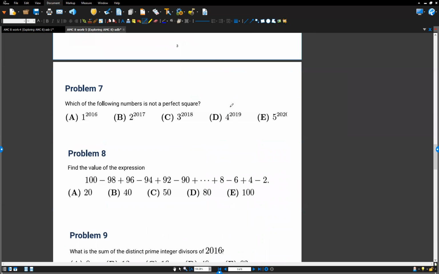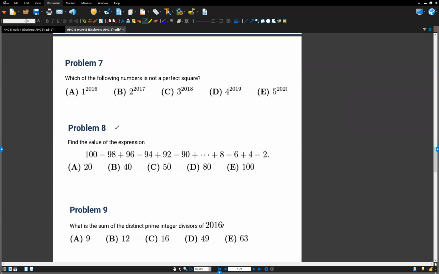All right, number 7. Everyone try number 7. Which of the following numbers is not a perfect square? Is this a perfect square? Yes or no? Which is correct? Victoria, is 1 to the 2016 power a perfect square?